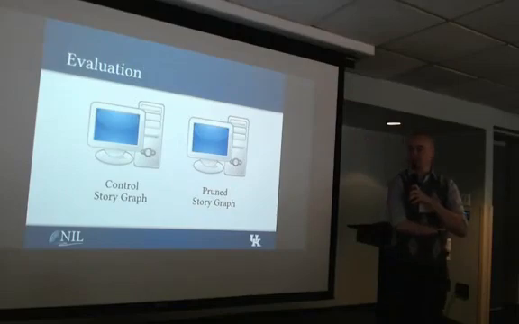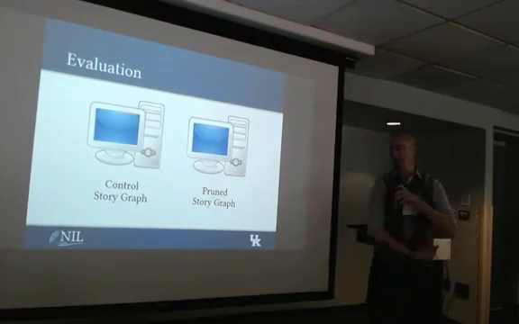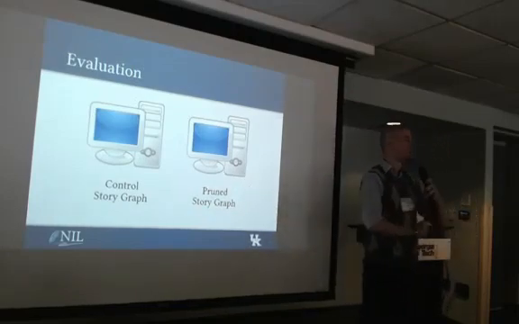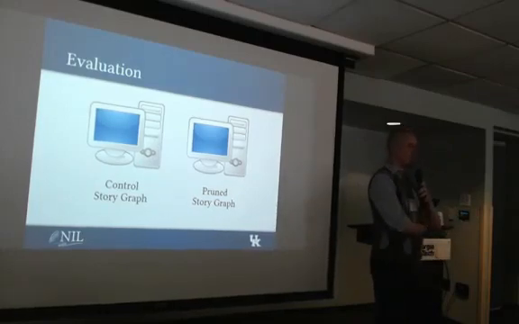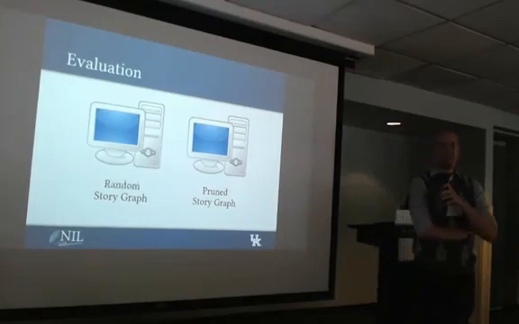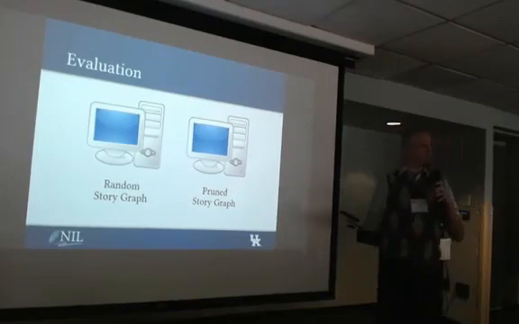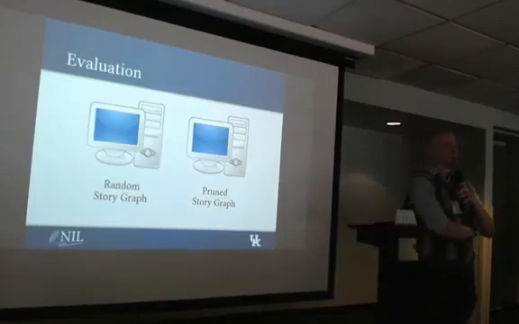We did an evaluation here, which was a very simple setup. We compared the story graph that we made versus a control story graph. We went through a lot of different versions and a pilot study to determine what our control was going to be. In the end, we decided it's going to be a random story graph. That seems weird. There's lots of options for control. Why do we use random?